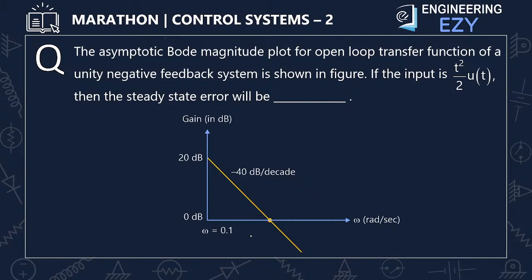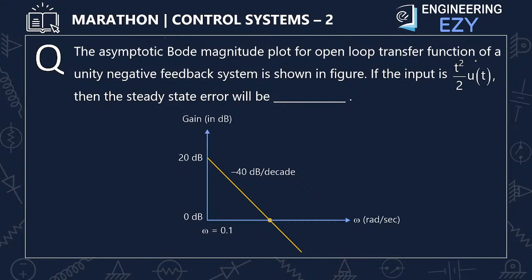And it is very easy. You have to calculate the steady state error if the input is given, and the input is given as unit parabolic. As you know, if the input is unit step, the steady state error is 1 upon 1 plus Kp. If the input is unit ramp, the steady state error is 1 by Kv. And if the input is unit parabolic, the steady state error is 1 by Ka. So ultimately you have to calculate Ka, the acceleration error coefficient.